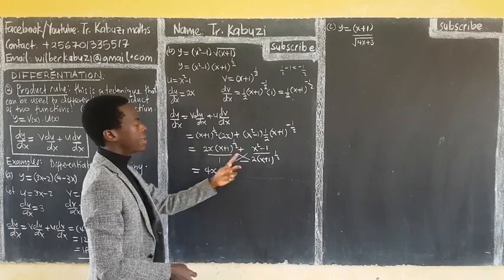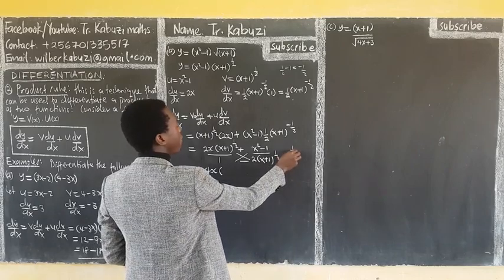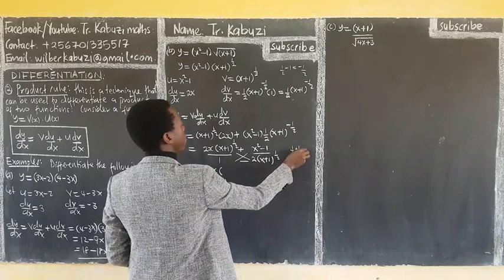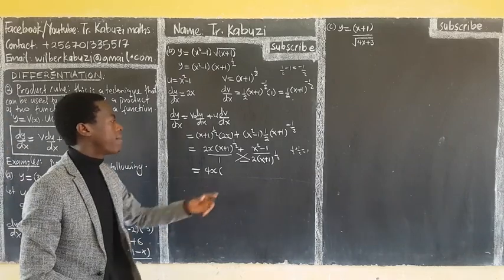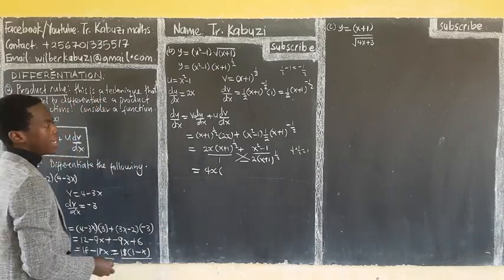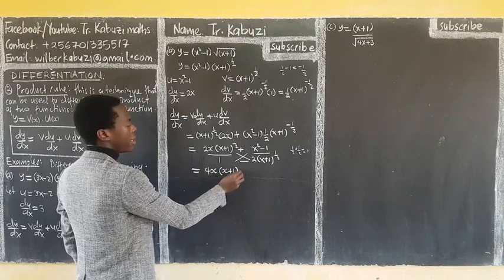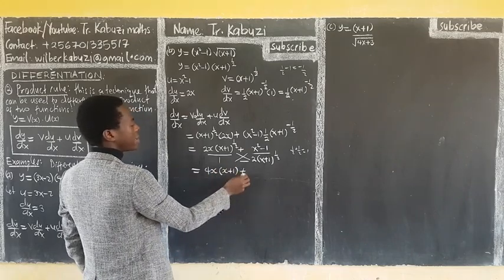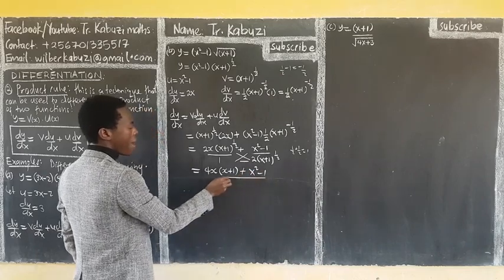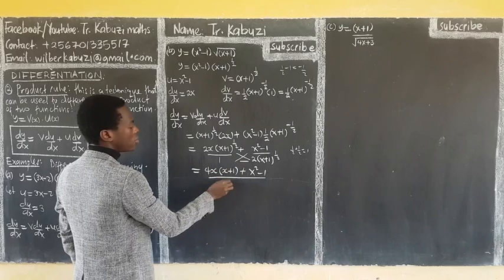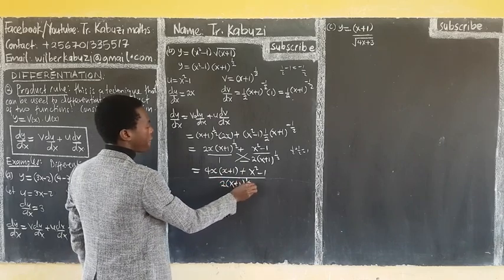They are the same bases, so I will add the powers. So I will get a half plus a half, which will be a 1. What I'm doing, in simple terms, I'm applying the properties of indices. So I'm going to be adding now x plus 1, then plus, this times this we have x squared minus 1, the whole over, this time it is 2 into x plus 1 power a half.